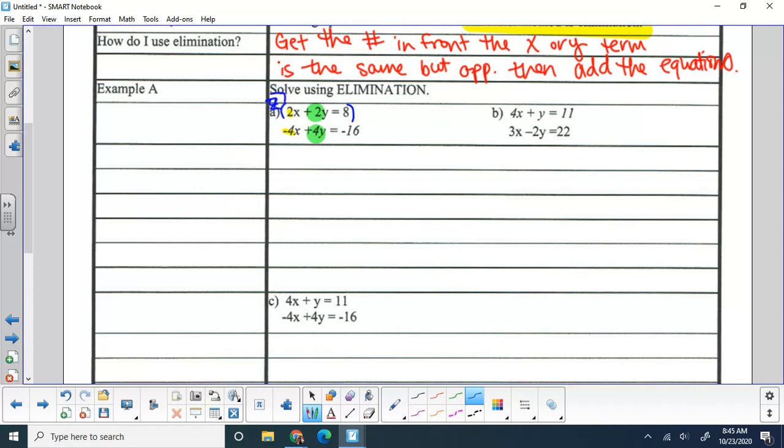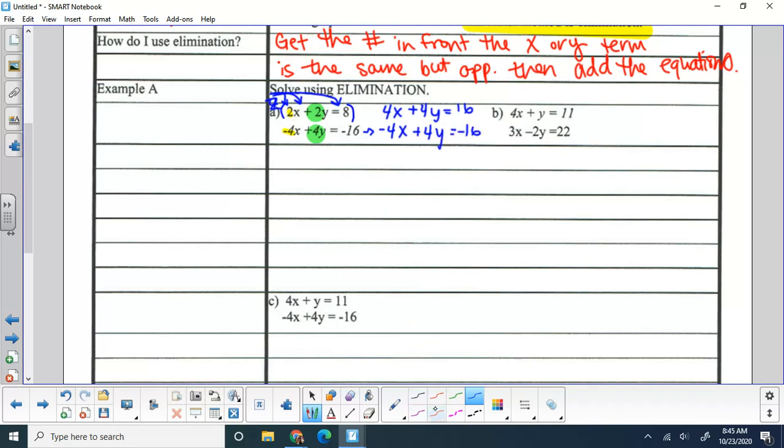What that's going to allow me to do is make the number in front of the x become a 4. So when I do this, I get 2 times 2x, which is 4x. I have 2 times 2y, which is 4y. And I have 2 times 8, which is 16. Notice the bottom equation, I don't need to do anything to. I'm going to leave it exactly as it's written. All right.